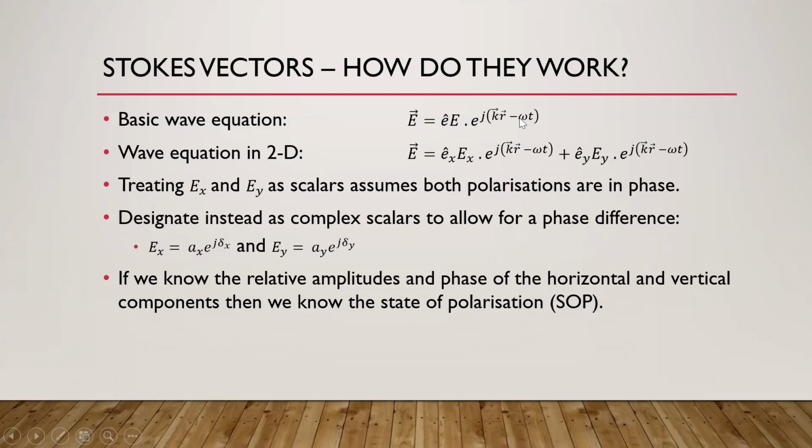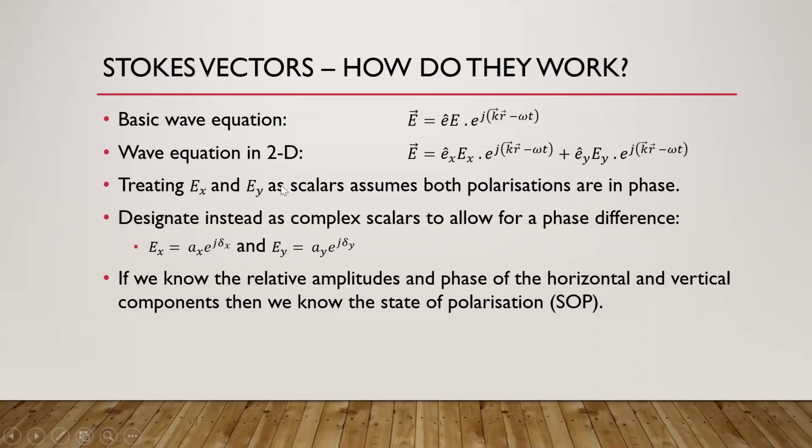And then if we expand that to 2 dimensions, we've essentially got the same thing, but in an X and a Y direction. Just to bear in mind, if we treat the EX and the EY, which are the amplitudes of the waves, as scalars, then this 2D wave equation assumes that both polarization elements are perfectly in phase, which might not be the case when we're dealing with light.